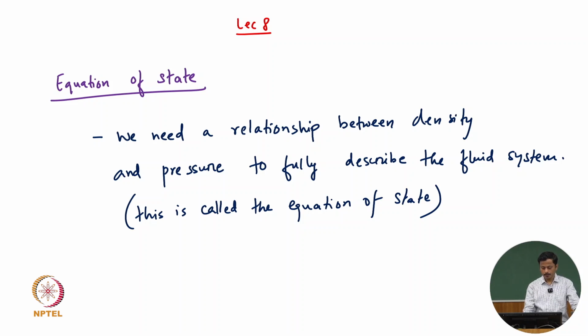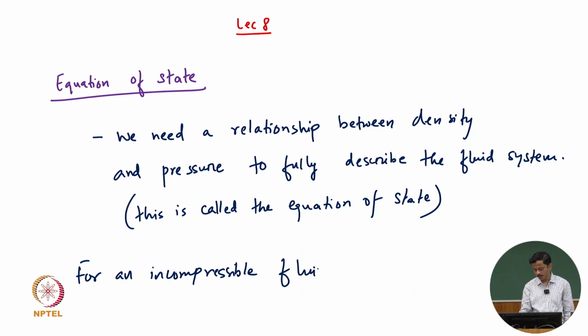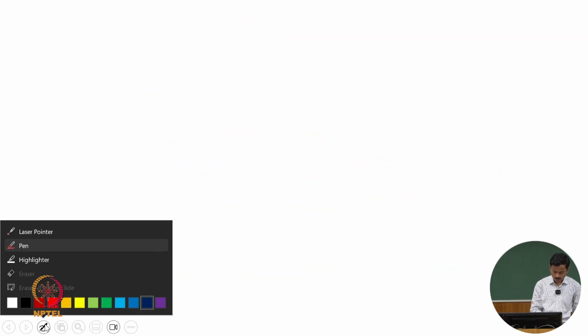So in an incompressible fluid, this is a simple relationship. By definition, incompressible fluids do not change their density with pressure. So for incompressible fluids, rho equals constant. It's a simple statement, in a single component system.